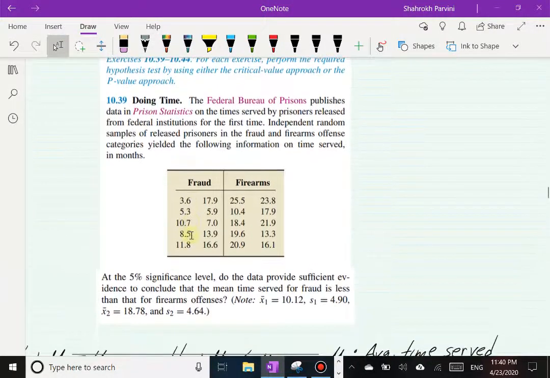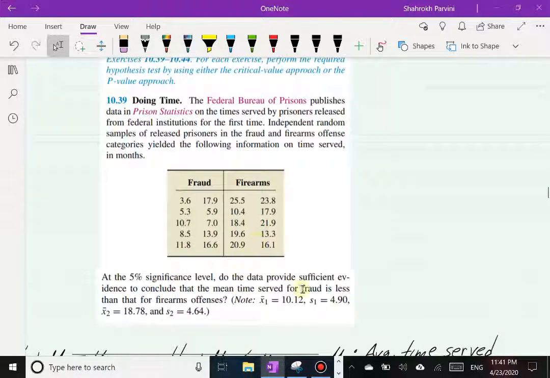Now, at the 5% significance level, that's our alpha, do the data provide sufficient evidence to conclude that the mean time served for fraud is less than that for firearms offenses? So we want to test the hypothesis. And they give us the summary statistics here, by the way. We know that by summary statistics, remember, we mean the sample size, the sample mean, and the sample standard deviation. And we're given all of those. We're given the sample mean and sample deviation for the fraud group, and for the firearms group. And remember, each of these samples is size 10, that's 10 here and 10 here.